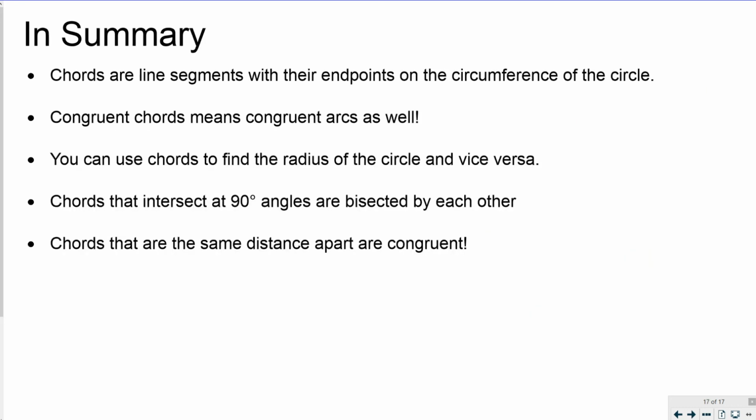So guys, we covered a lot in this one. This is a really long video. Remember that chords are line segments with their endpoints on the circumference of the circle. Congruent chords means congruent arcs. You can use chords to find the radius of the circle and vice versa. And then chords that intersect at 90-degree angles are bisected by each other. And then chords that are the same distance apart are congruent.